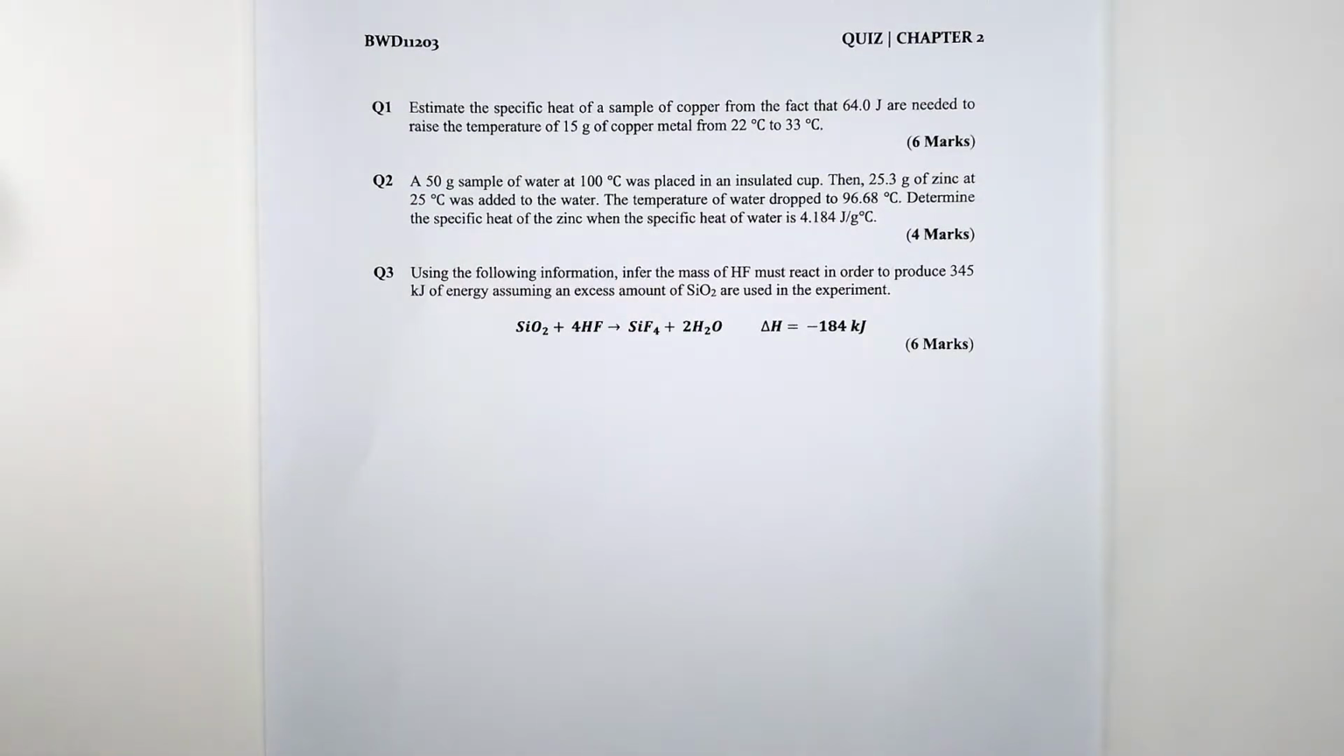Moving on to question number 2. A 50-gram sample of water at 100 degrees Celsius was placed in an insulated cup. Then 25.3 grams of zinc at 25 degrees Celsius was added to the water. The temperature of water dropped to 96.68 degrees Celsius. Determine the specific heat of zinc when the specific heat of water is 4.184 joule over gram degrees Celsius.